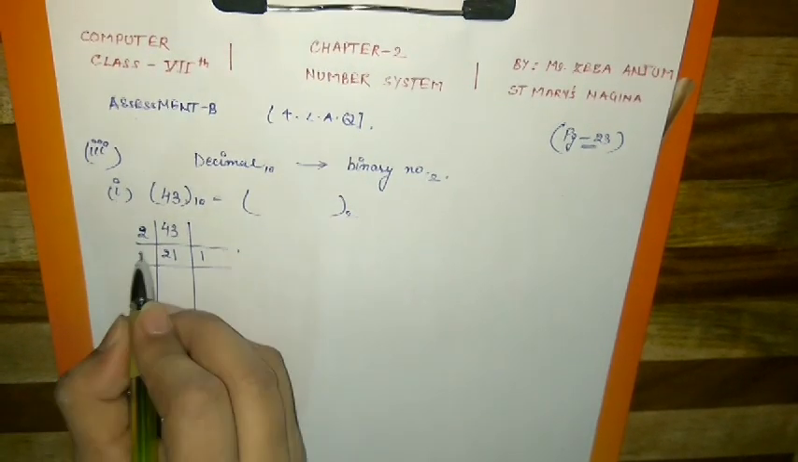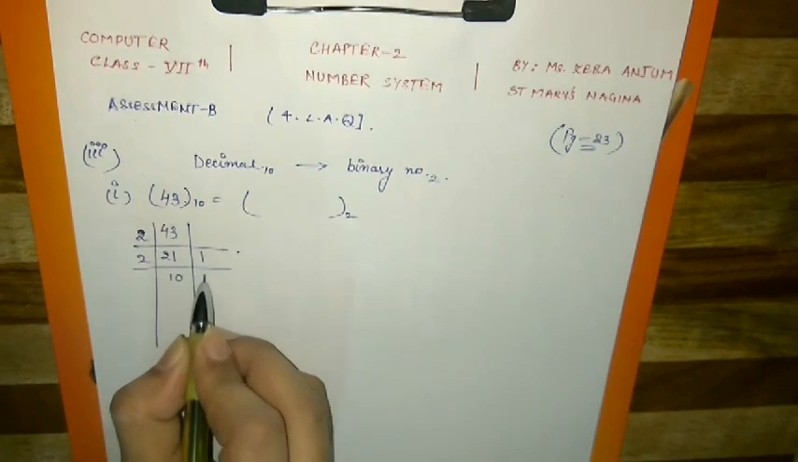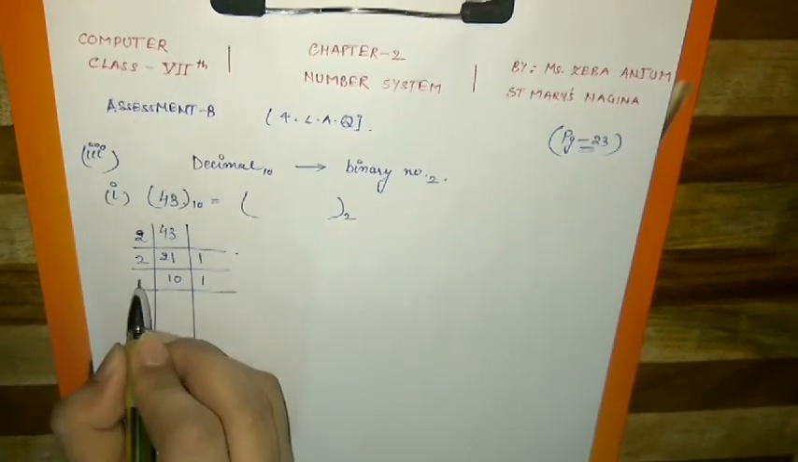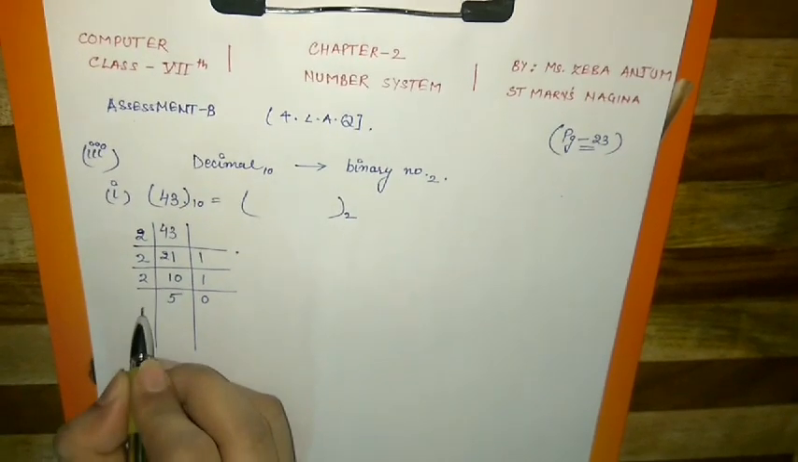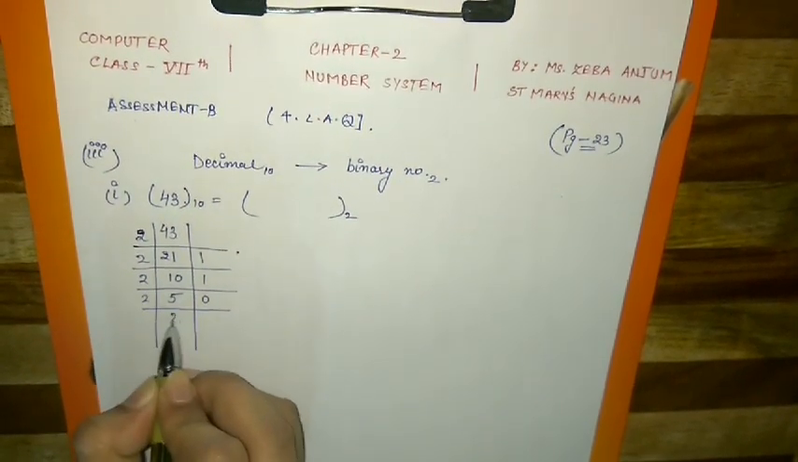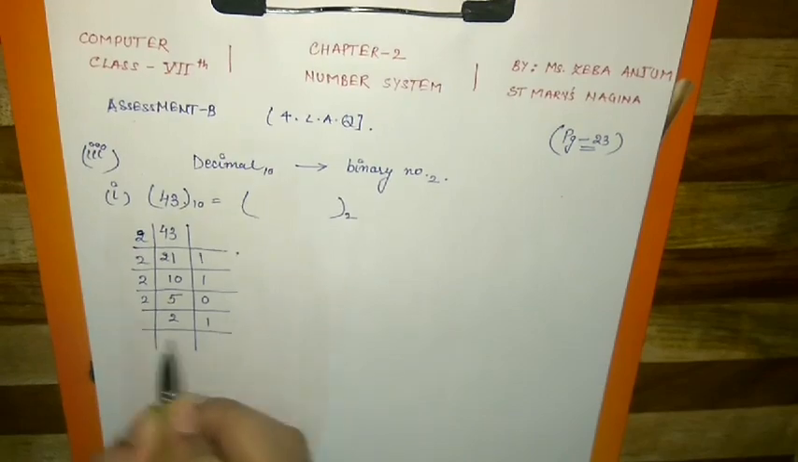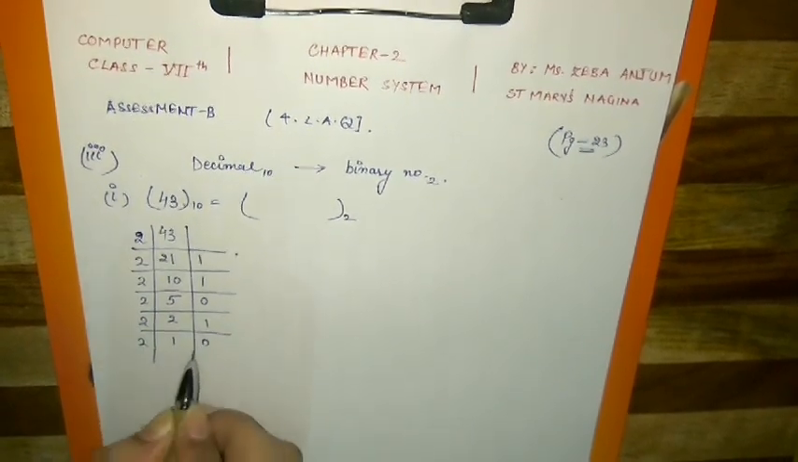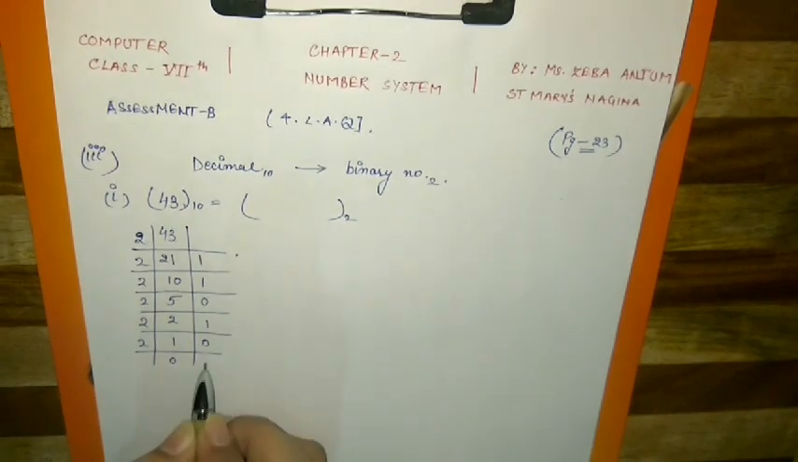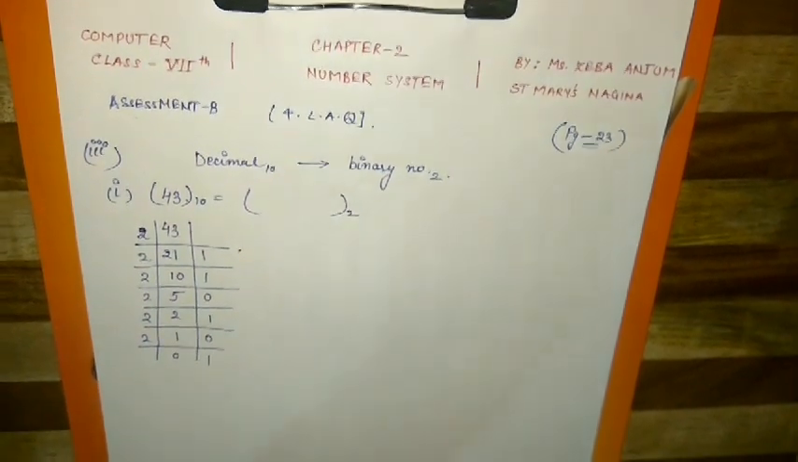Again when you divide it by 2, you will get 10 as a quotient, 1 remainder. Again divided by 2, 2 5s are 10, so 5 as a quotient, 0 as a remainder. Again 2 2s are 4, 1 as a remainder. Again 2 1s are 2, 0 as a remainder, and at the last 2 zeros are 0 and 1 as a remainder.